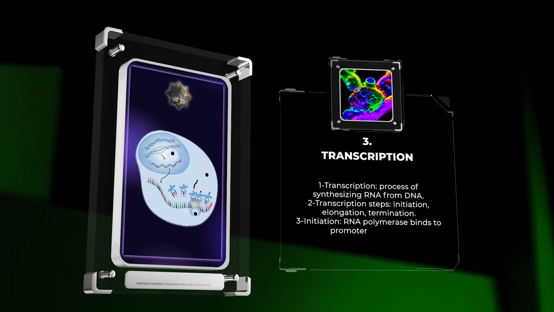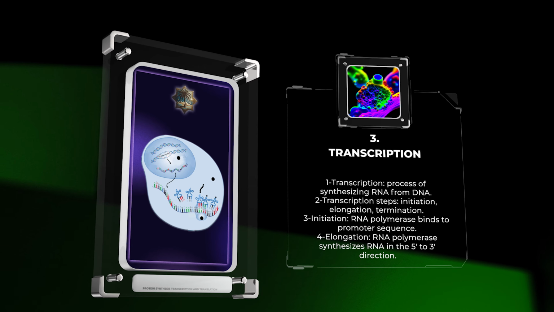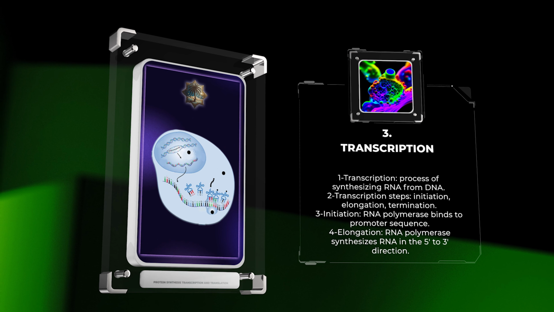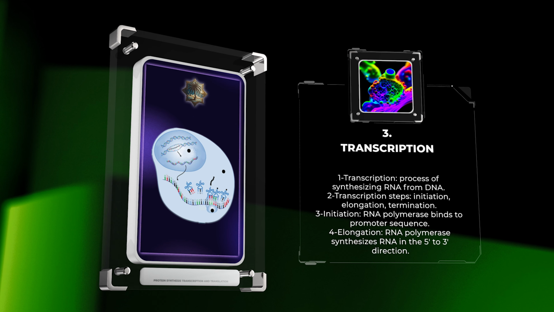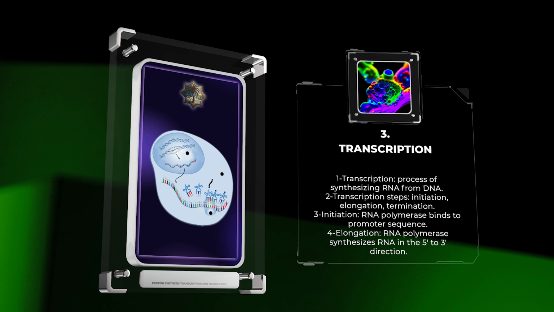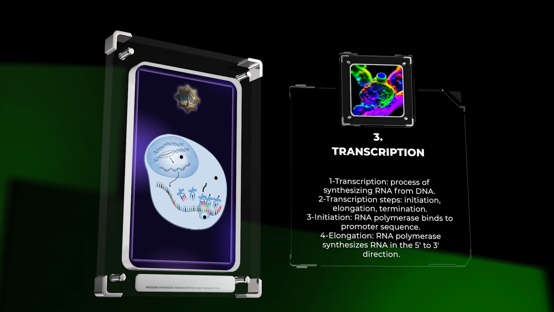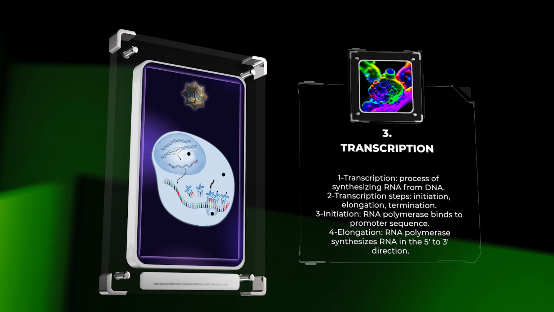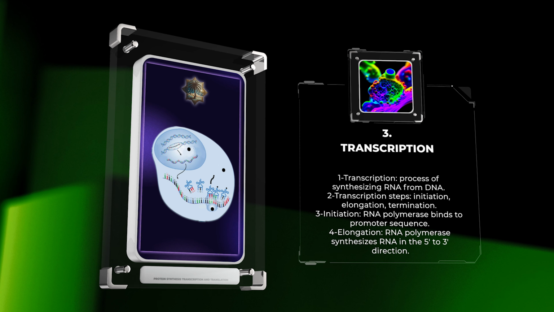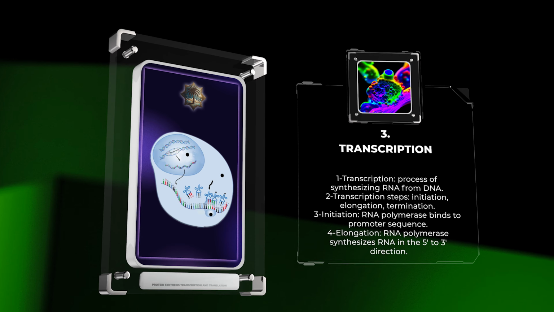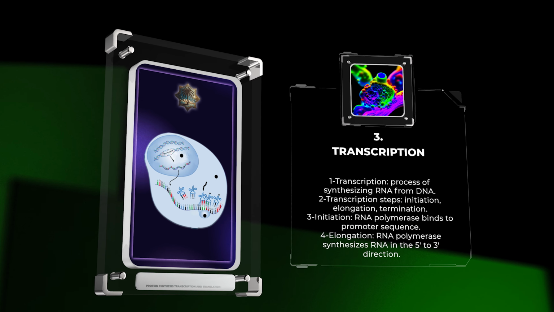Transcription is the process by which DNA is used as a template to synthesize RNA molecules. It involves three main steps: initiation, elongation, and termination. During initiation, RNA polymerase recognizes and binds to a specific DNA sequence called the promoter, marking the starting point for transcription. Elongation encompasses the actual synthesis of the RNA molecule, with RNA polymerase moving along the DNA template and synthesizing RNA in the 5' to 3' direction. Finally, termination occurs when specific sequences or proteins signal the end of transcription.